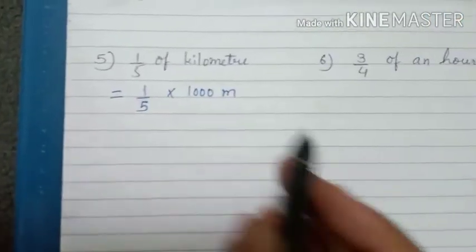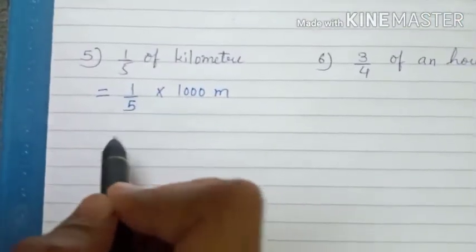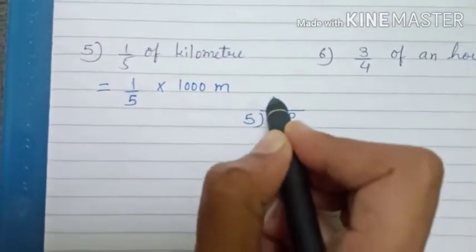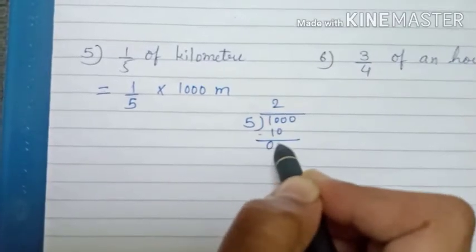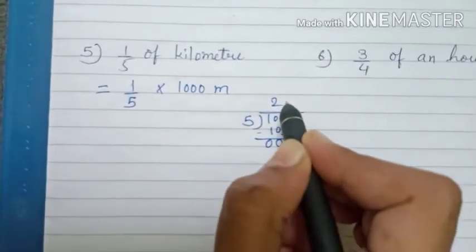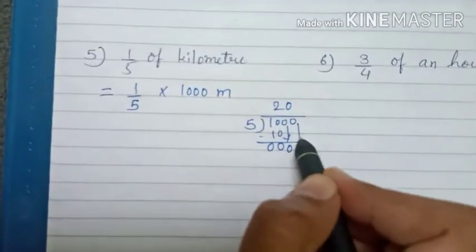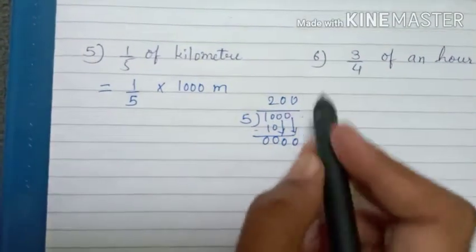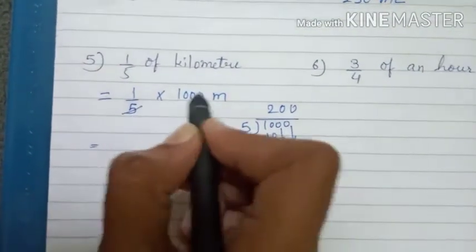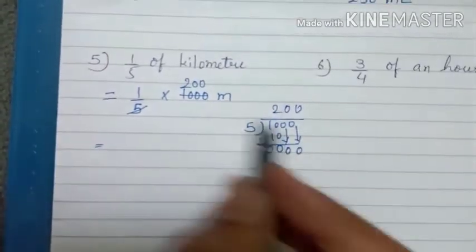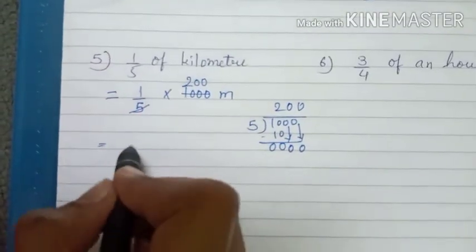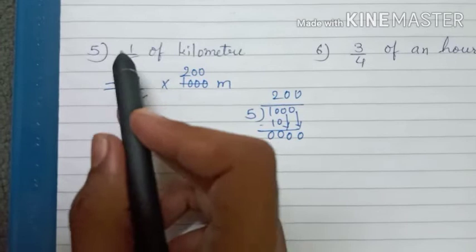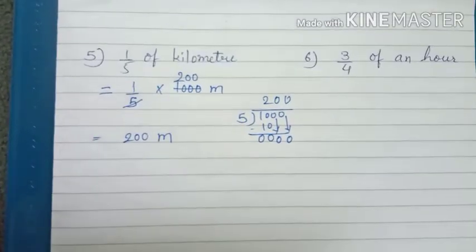Okay, so now here, 1000 को 5 से डिवाइड करना है. How can you do it? If you don't know directly, you can divide 1000 by 5. 5 2s are 10. Okay, then 0 0. Now you take down 0, it will not divide, so here will come 0 in the answer. Again 0 down, it's not divisible by 5, so here also 0. So our answer is 200. Okay, when 1000 को 5 से डिवाइड करेंगे, आंसर आएगा 200. So what answer? 200 multiply 1, that means 200 meter. That means 1/5 of a kilometer, यानी किलोमीटर का 1/5 होता है 200 meter.